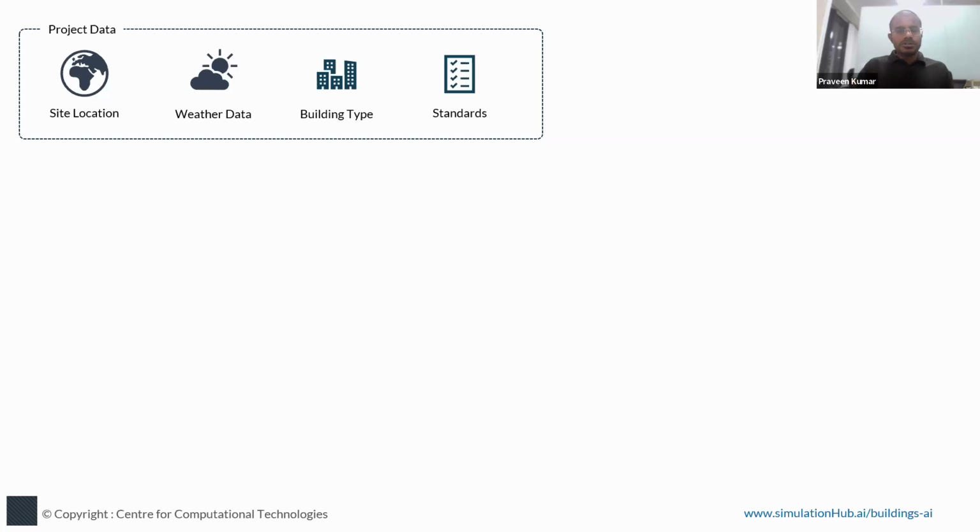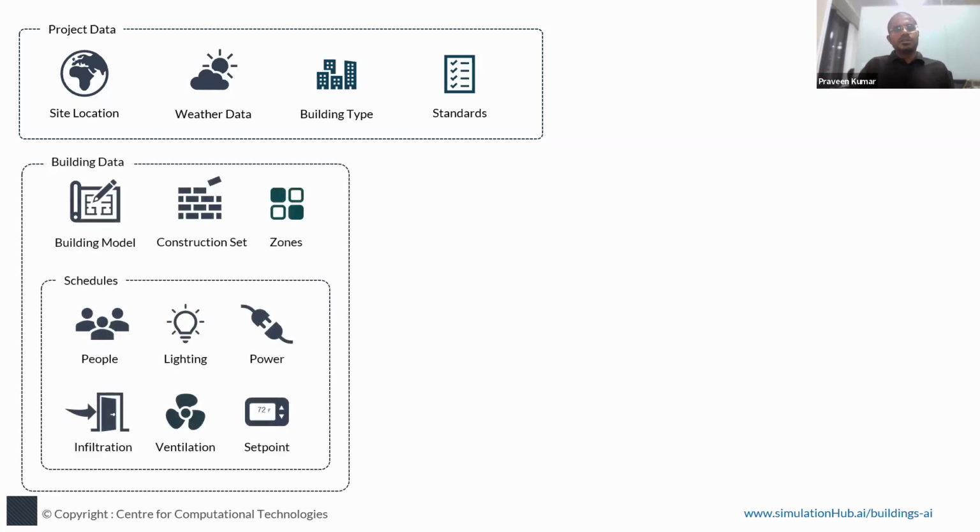The input involves the project data: the site location, weather data, the building type, whether it is commercial or residential, and under commercial, whether it is office space or hotel, that kind of information. And then the standards you want to comply with. The building data includes the building model itself, the construction set, the materials, and the zoning for HVAC, and then the schedules of people and all the internal loads, like lighting load, power, infiltration, ventilation schedules, and set point schedules also, depending on the need for the space.